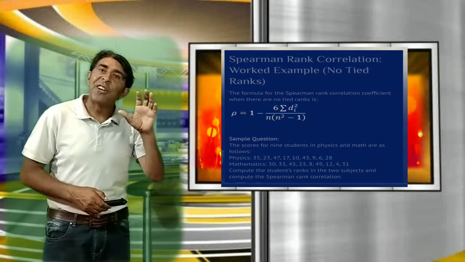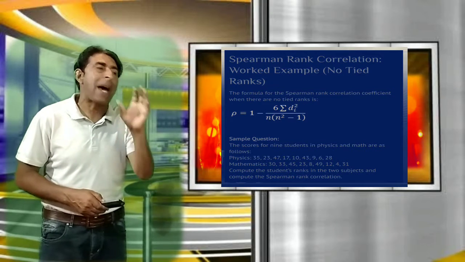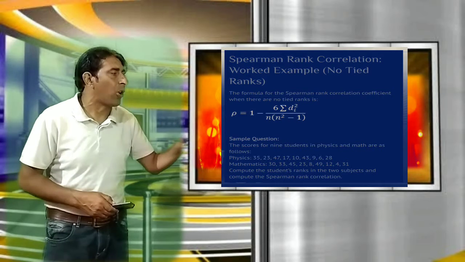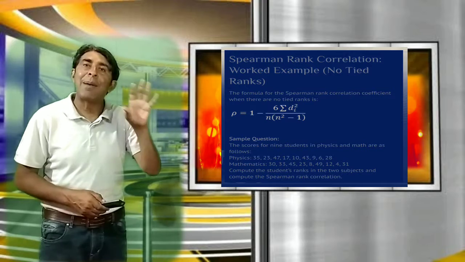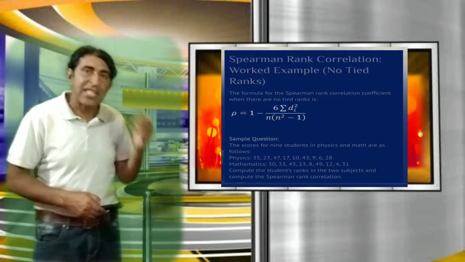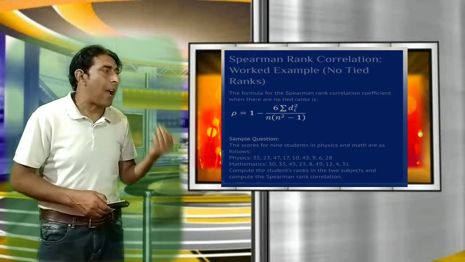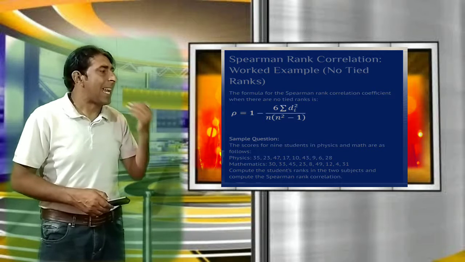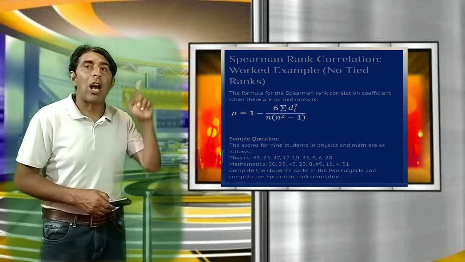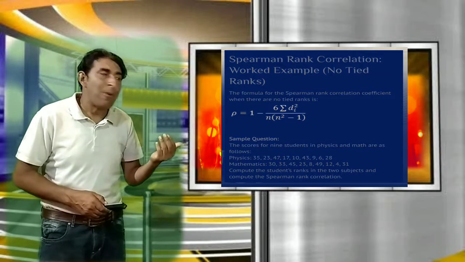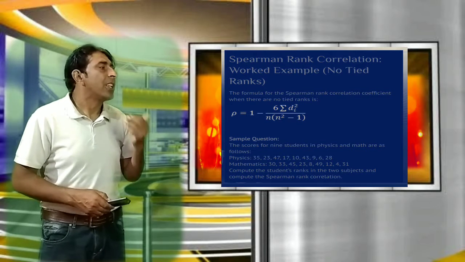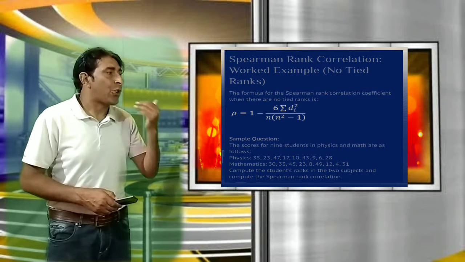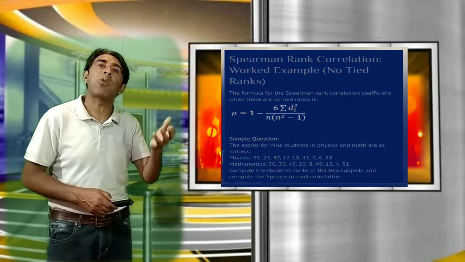Now, we have different steps here to calculate Charles Spearman's rank correlation. See here, we have four columns in the table. We have two variables here, physics and mathematics. In physics, we have marks, let me repeat again: 35, 23, 47, 17, 10, 43, 9, 6, and 28. See column 3, math, the variable here, and we have the marks in mathematics: 30, 33, 45, 23, 8, 49, 12, 4, 31. This is our original question.